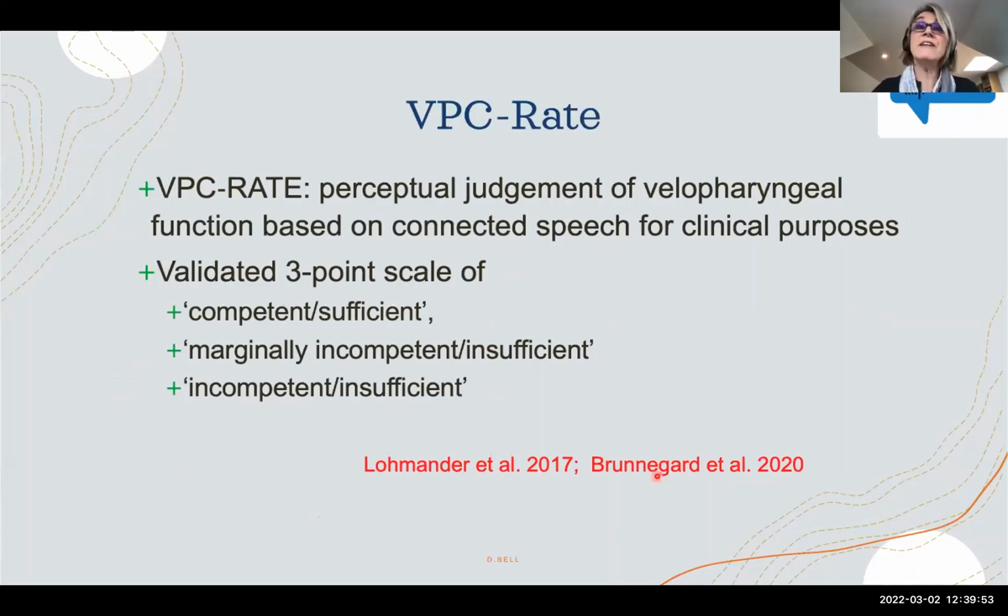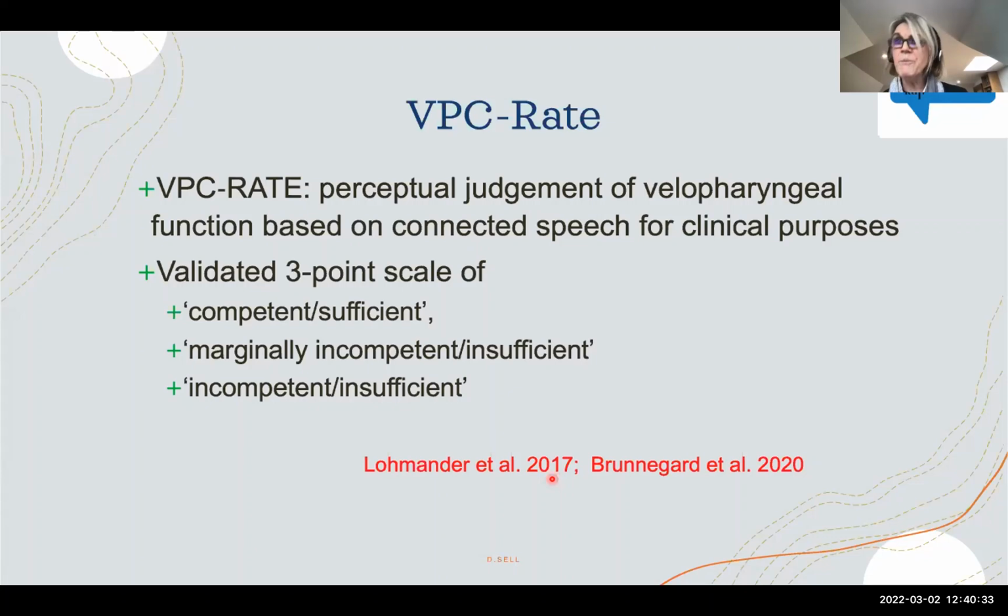Another rating, which is the final rating to think about, and has only been introduced very recently by work from Lohmander et al. and Brunnegård, is the VPC rating, which is a perceptual judgment of velopharyngeal function based on connected speech for clinical purposes. It's a validated 3-point scale of competent or sufficient, marginally incompetent or insufficient, and incompetent or insufficient. And it's come out of the work of Svante, the assessment used in Sweden.